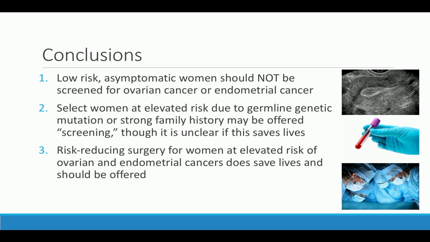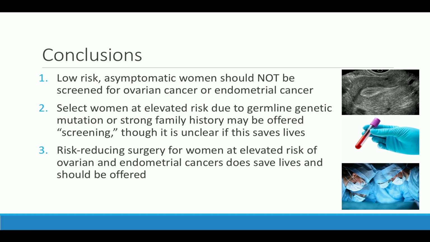Select women, however, at elevated risk due to either germline genetic mutation or a strong family history can be offered "screening." And I have this in quotes because we're not catching that pre-cancer, right? This isn't primary or secondary prevention. This is really tertiary prevention. We're trying to catch a cancer early before it can cause more morbidity. But it's unclear, actually, that this saves lives. We don't really have any clear data that we save lives with screening. That being said, we do have data for saving lives with risk-reducing surgery. And so women at elevated risk of ovarian or endometrial cancer should be offered risk-reduction surgery at the appropriate age for them and for their families.